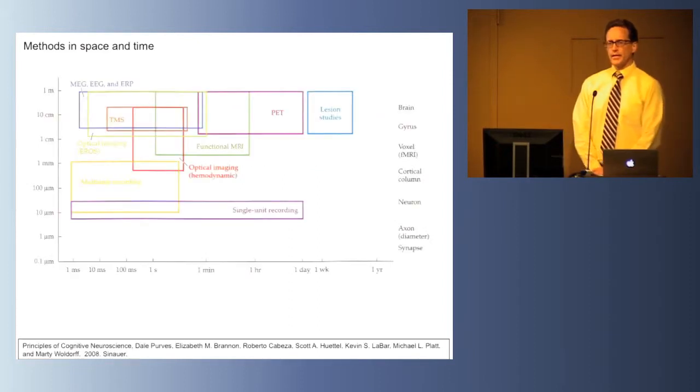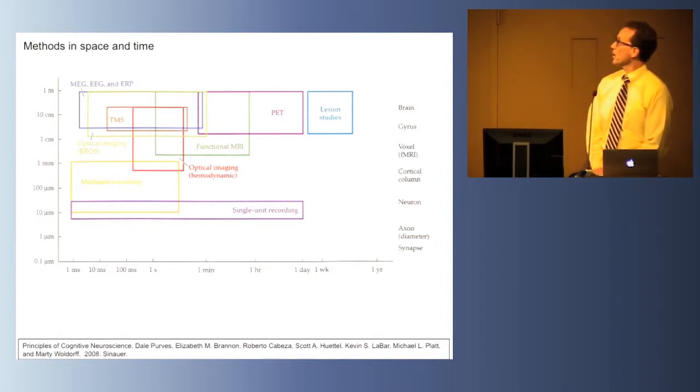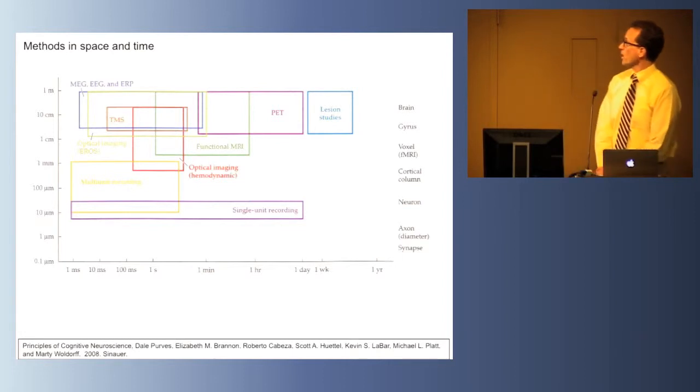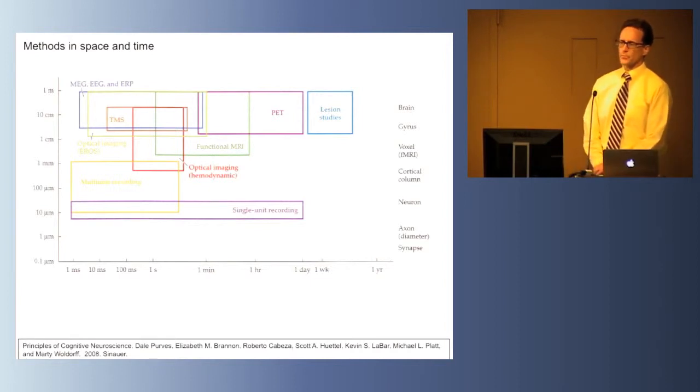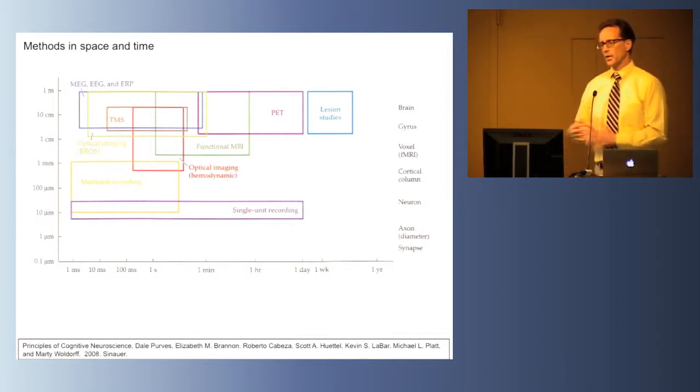It's been seen that the various methods used to study the brain can be arranged in a plot like this that plots space on the y-axis and time on the x-axis. So on the upper right, we see a box labeled lesion studies. One of the first ways that we became aware of the function of different parts of the brain was by studying the abnormalities of behavior consequent to damage to different parts of the brain. Damage to some parts of the brain caused you to be blind, other parts caused you not to walk, and so on.